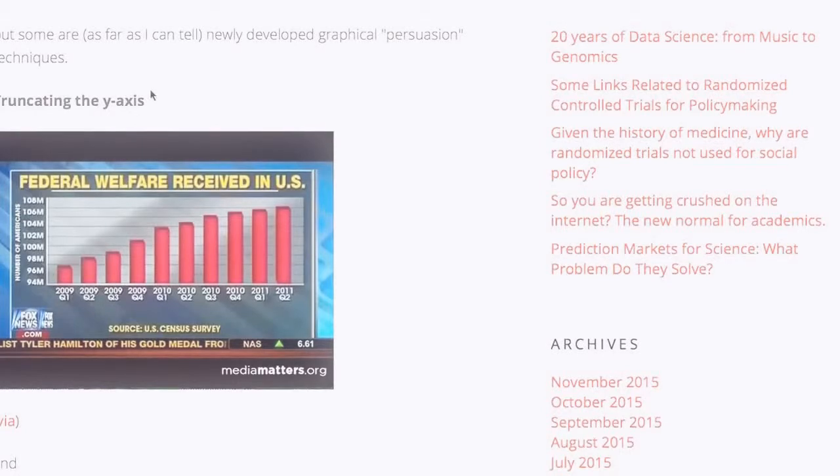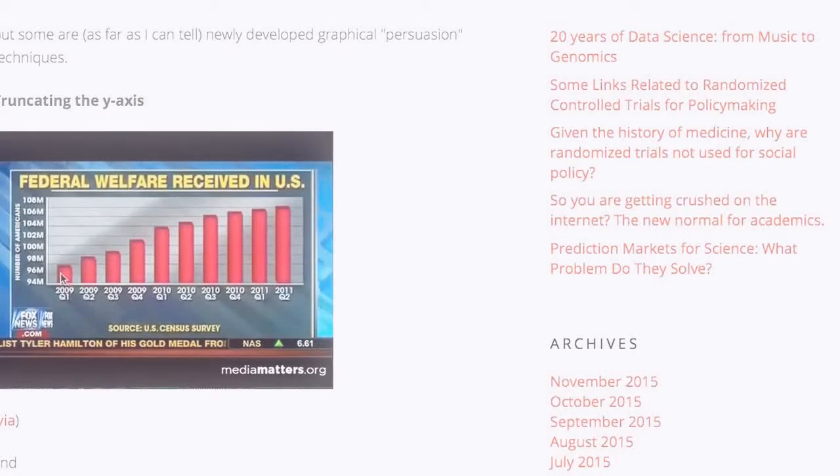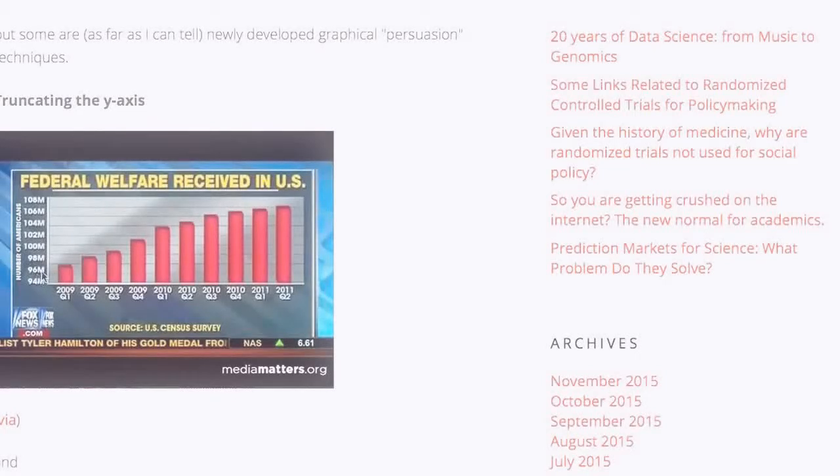For example, truncating the y-axis. Here's a bar graph, and bar graphs are, in a nutshell, meant to show the value of a number in terms of a length, i.e. the length of a bar. And so here we have the x-axis, 2009, quarter 1, quarter 2, quarter 3. So this is time. And then you have the y-axis, which is going to be, in this case, the number of Americans on federal welfare, 94 million, 96 million, 98 million. Well, what's the problem here?